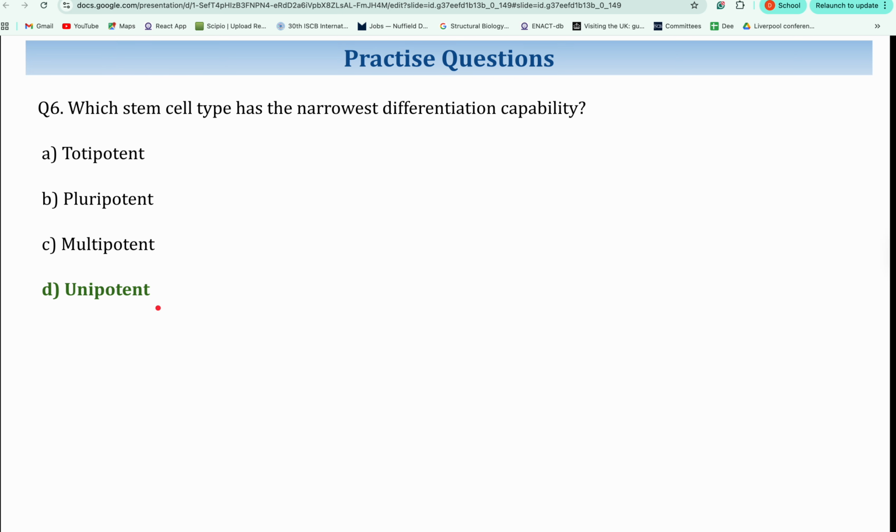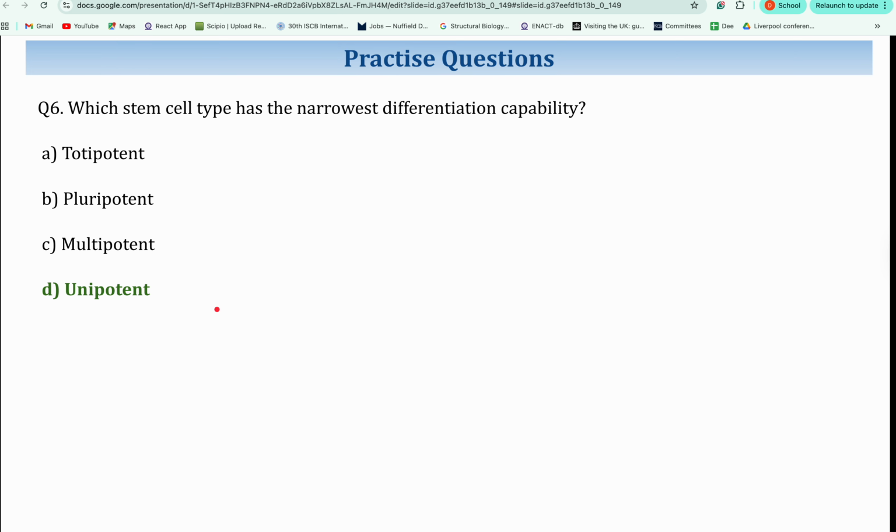Examples could be muscle stem cells, which only give rise to muscle fibers. Or the skin stem cells, which can only generate keratinocytes or skin cells. Although they are restricted to one lineage, their self-renewal makes them different from fully differentiated cells. Like a skin cell, which cannot divide indefinitely, these skin stem cells, which come under unipotent, can renew themselves. So that is the main difference between fully differentiated cells versus unipotent stem cells.